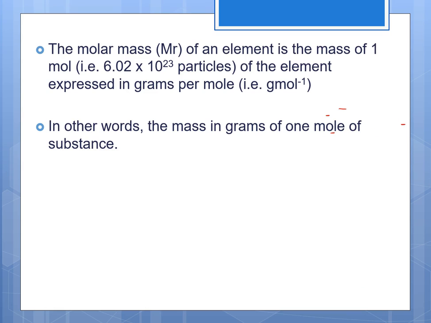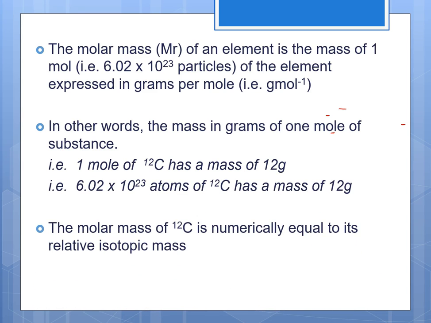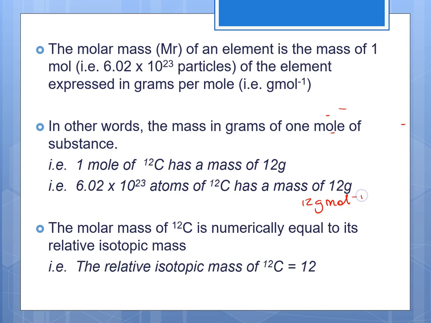So how much would 1 mole of water be, or 1 mole of carbon? We said in the definition of a mole that it was based on the number of atoms in 12 grams. So if we took that 6.02 times 10 to the 23 and multiplied it by the mass of 1 atom of carbon, we would come up to 12 grams. So the molar mass of carbon is 12 grams per mole.